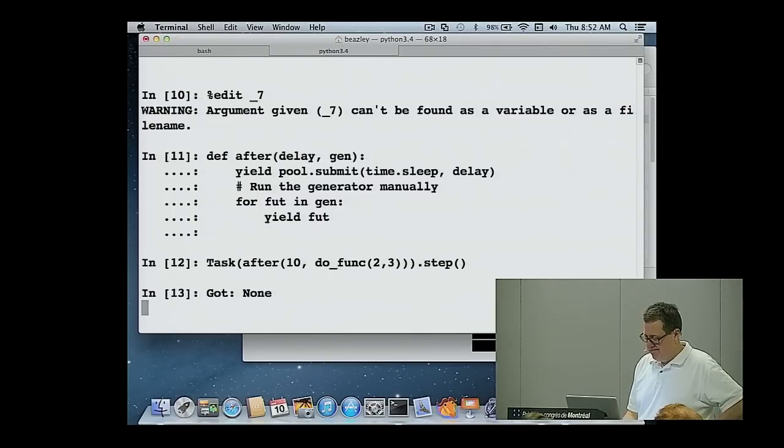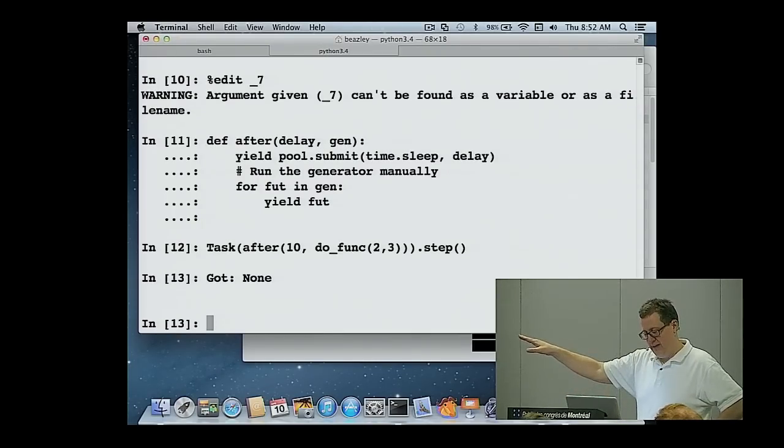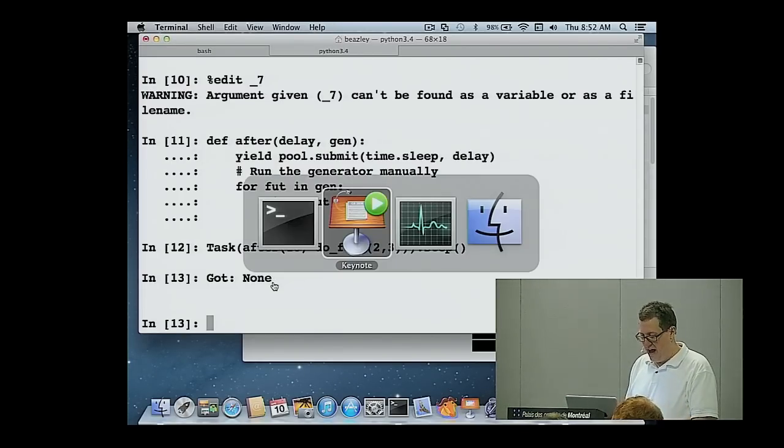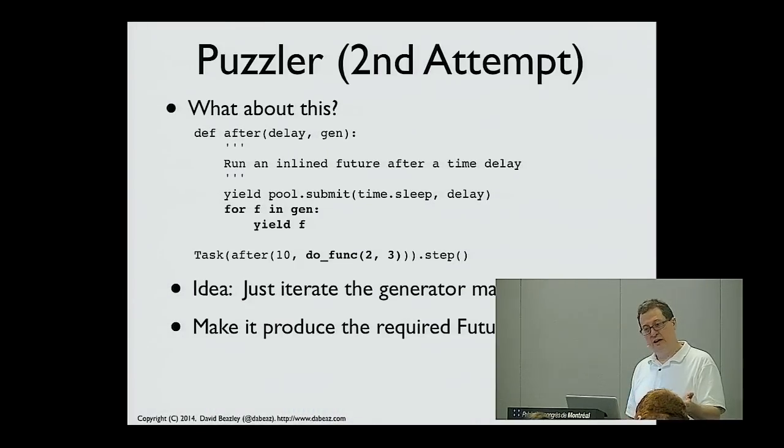Okay, so the code actually ran, but it didn't work because it lost the result. Do you kind of see that? It ran defunct, but the five essentially disappeared into the vapor somewhere. So we don't know what happened to the result. It got None. So that sort of thing doesn't work either. If you try to manually run the task, that doesn't work.